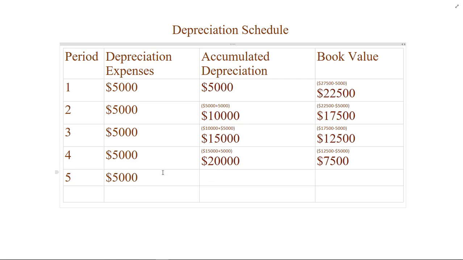Now coming to the last year. In the last year, the fifth year, again we have 5,000 depreciation expenses. Depreciation expenses are the same from the first year till the end. For accumulated depreciation, we are going to add it. The accumulated depreciation before was 20,000, so we have to add 5,000 to it. 20,000 plus 5,000 is equal to 25,000.